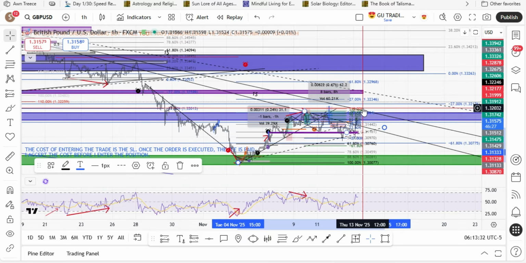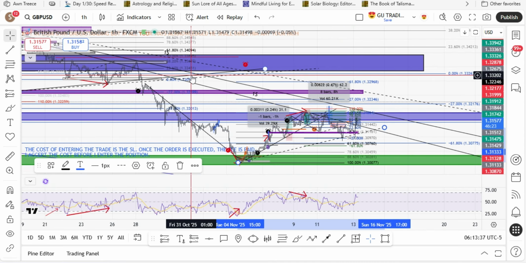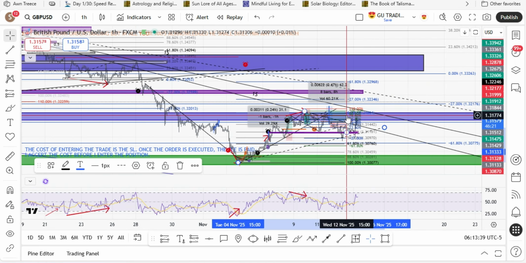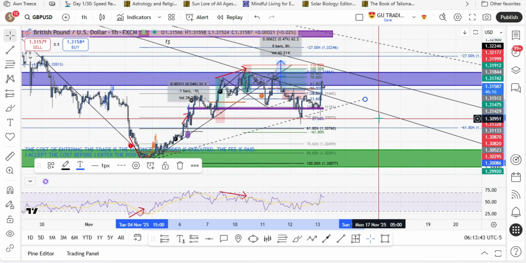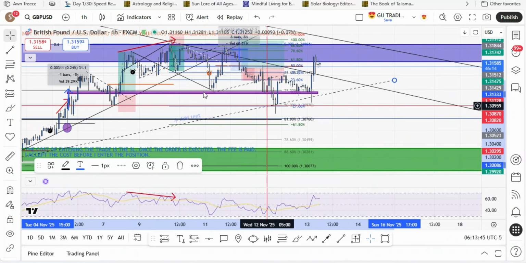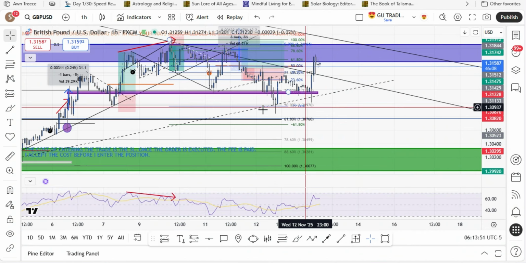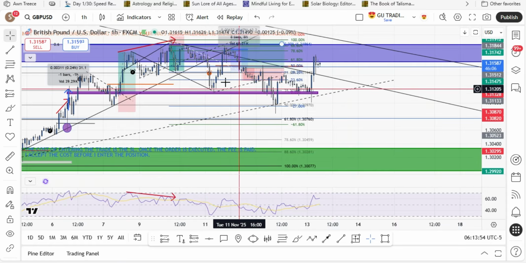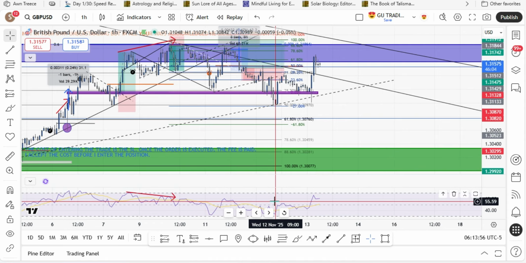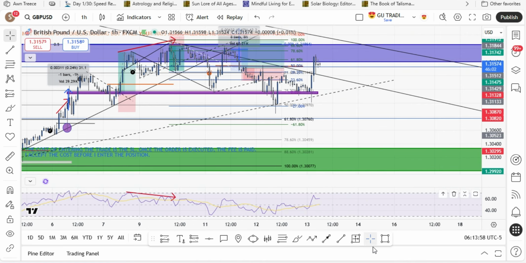This one right here, it only has like 2 touch points, so I'm not going to be too concerned with this. Let's see. Oh, also on the 1 hour, it did have this divergence here. It's not marked off, but it's clearly there.